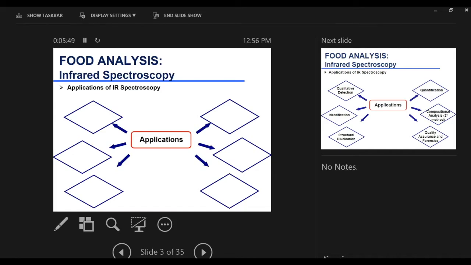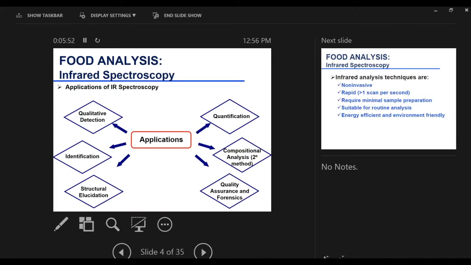Okay, so I think we kind of covered everything here. So qualitative detection, just looking at the presence, whether they're there, not there, what they are, looking at the molecular structure, looking at forensics, trying to identify unknowns, quality assurance, compositional analysis, quantification, all of that. Okay, lots of applications.